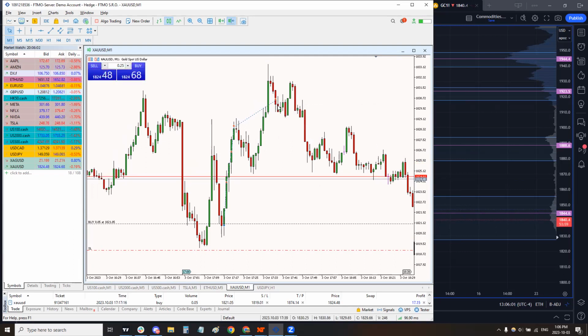Because exactly, 0.25. I think that's $2.50. Yeah, because 0.05 would be 50 cents, and then 0.09 would be 90 cents. I was thinking 2.5. I was like, whoa. But you're right.